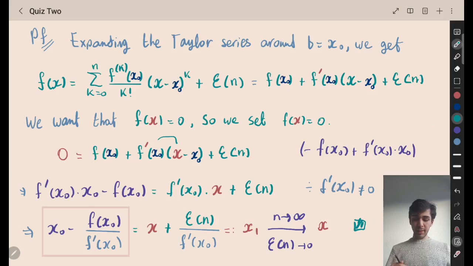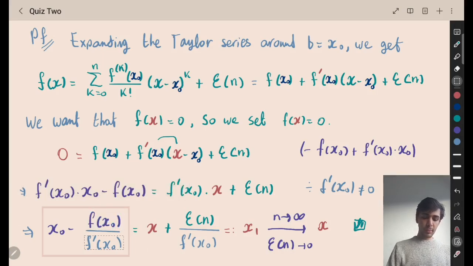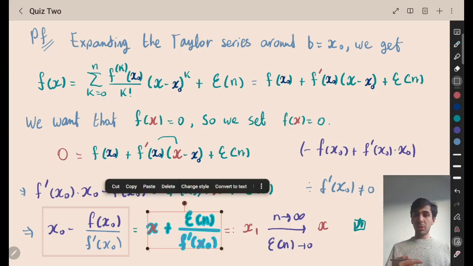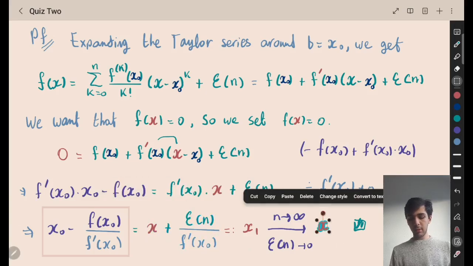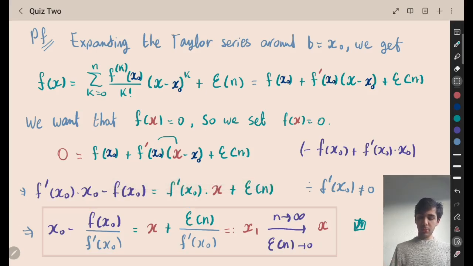And in a sense, if I take this x1 and I repeat the same process, I write x1 minus f of x1 divided by f prime of x1, then what happens is we get even closer to x. And if we do it enough many times again, then we will reach our value for x. And I think this is a very cool proof.